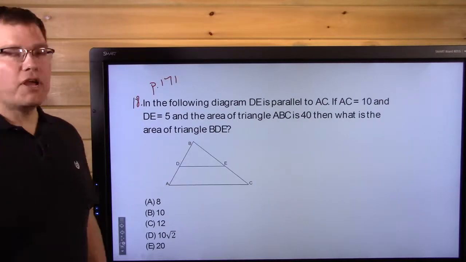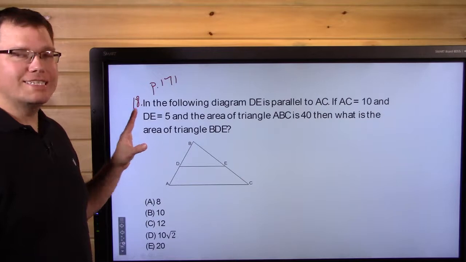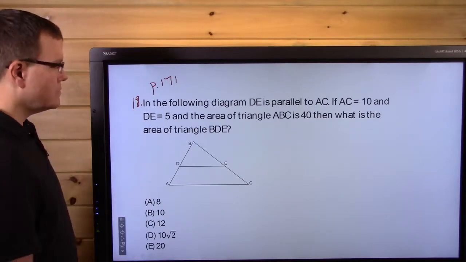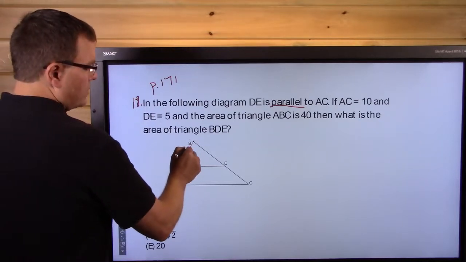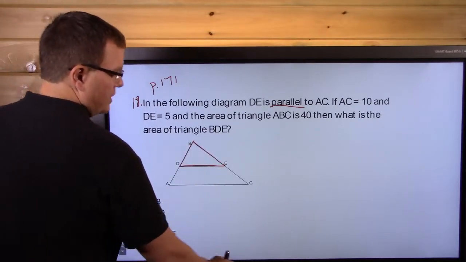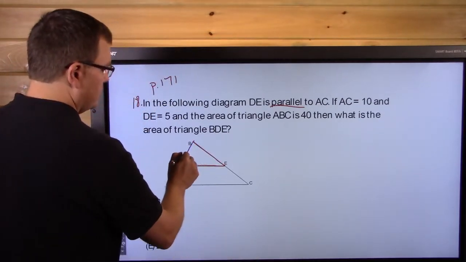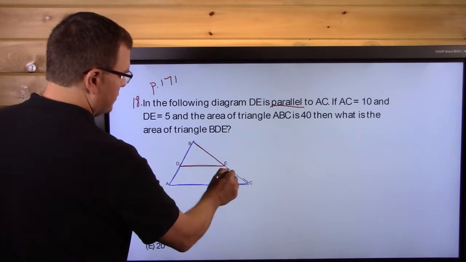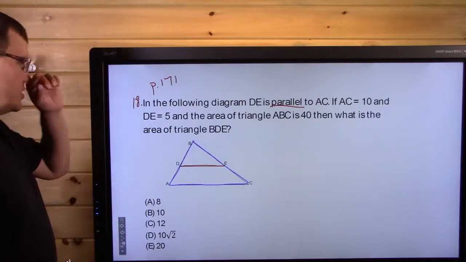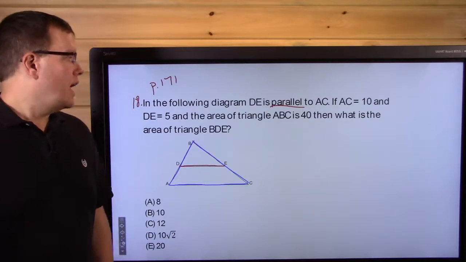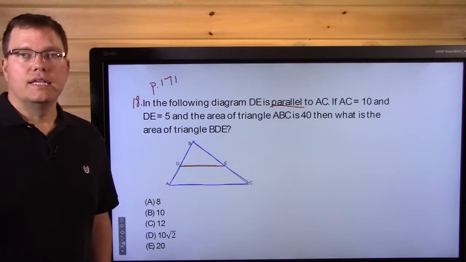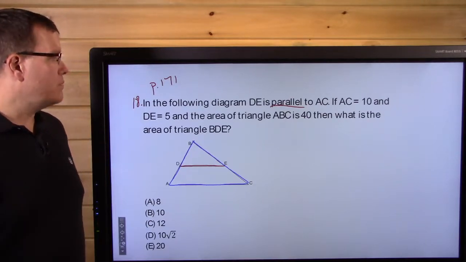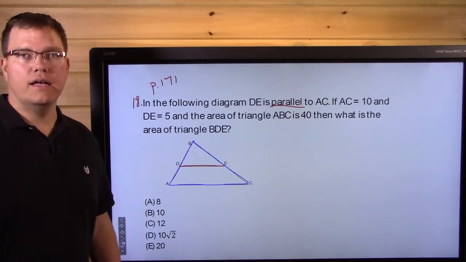That means question number 18, page 171, these are definitely similar triangles. Because we have the parallel, because we have the shared angle. So triangle BDE right here is similar to triangle BAC, which is the bigger one right here. And it's your job to figure out the area of that smaller triangle. So take a couple moments, look at that, pause as you need to, and then we'll get right to it.